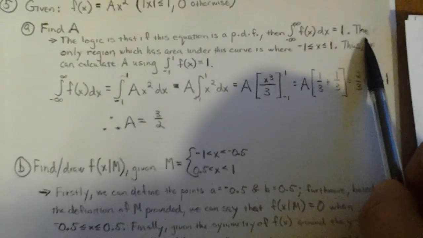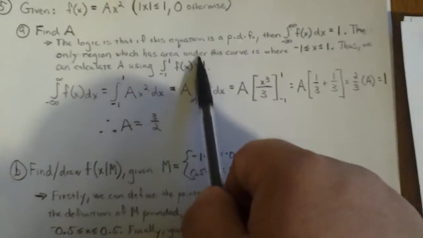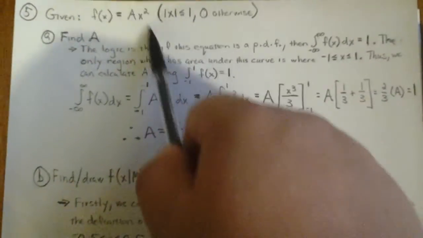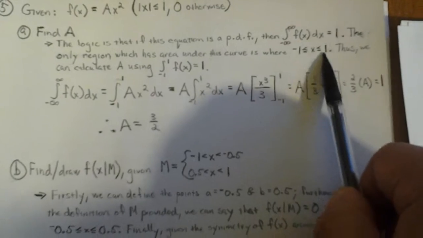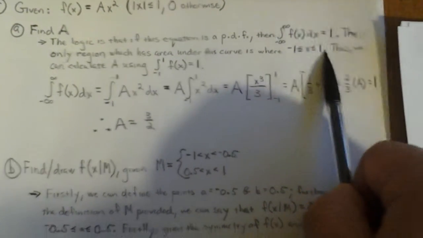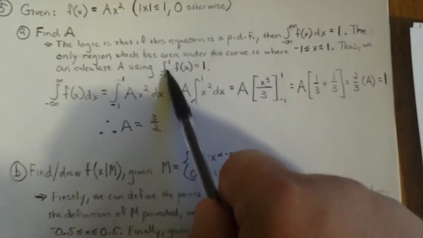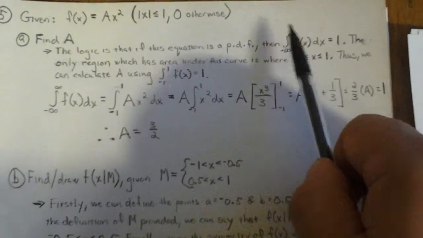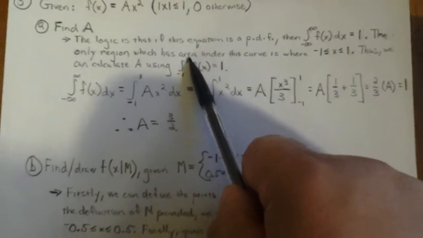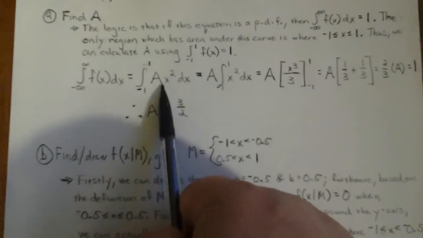Now, the other thing we should see is that the only region which actually has area under the curve, given this criteria right here, is the region where x is between negative 1 and 1. Thus, this equation can actually be reduced down. So instead of negative infinity to positive infinity, we can work from negative 1 to positive 1. So let's work it out. As I mentioned, it reduces down.